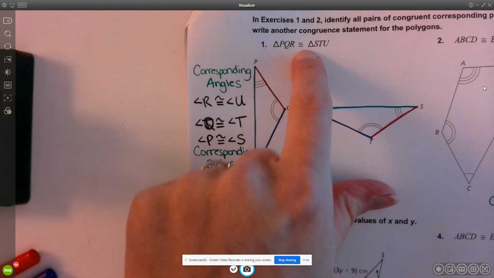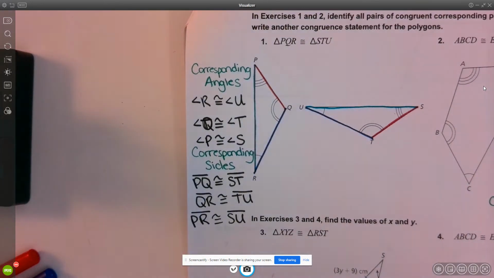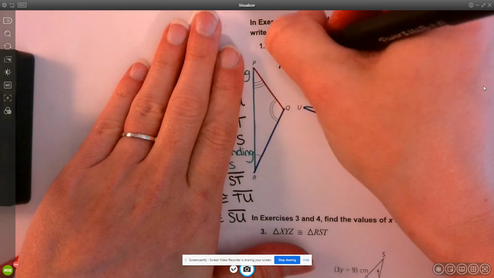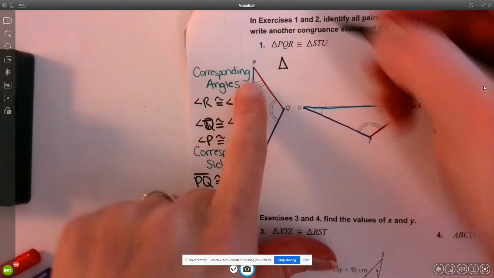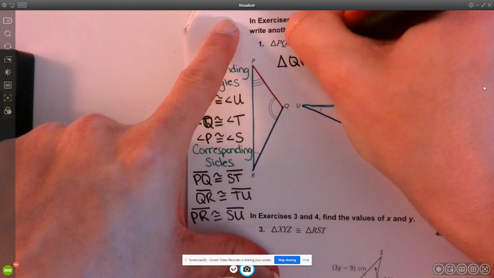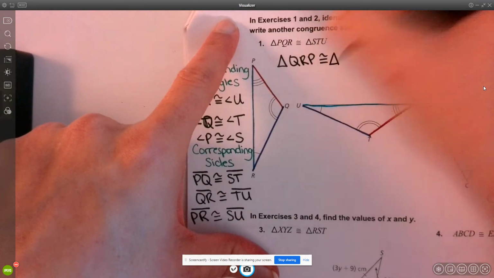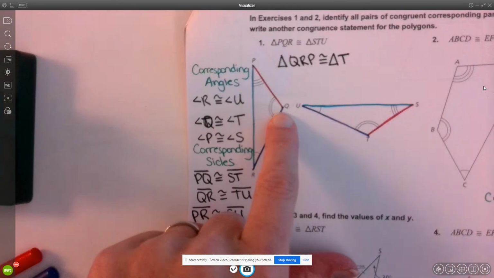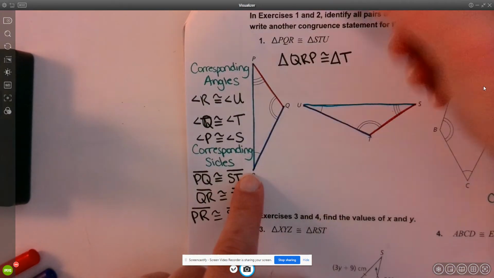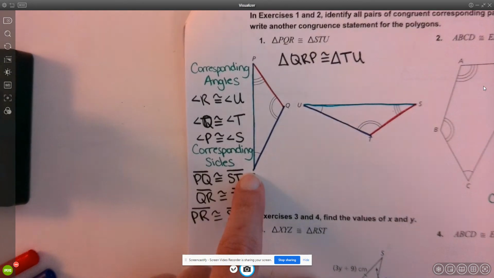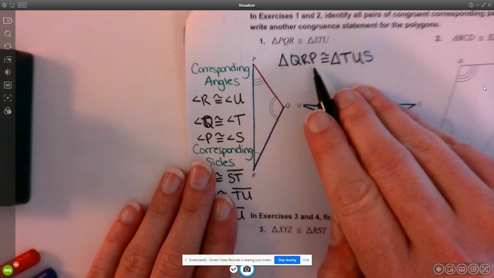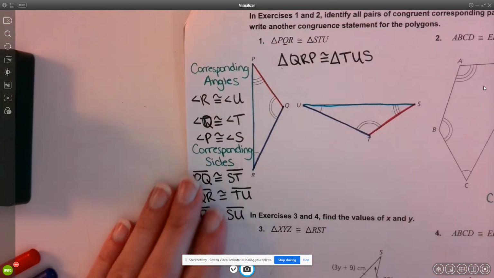Now they want me to write another congruent statement, which just means I need to rewrite that these triangles are congruent, but I am going to choose a different order for the letters. So I could say triangle QRP is congruent to, so let me double check. Q corresponds to T, so I'm going to put T first. R corresponds to U, and P corresponds to S. So the proper order, if I'm going to write triangle QRP, would be triangle TUS.